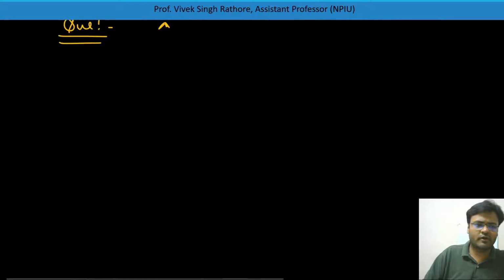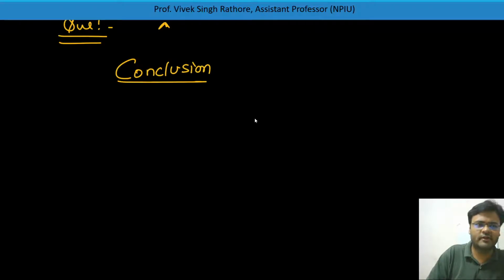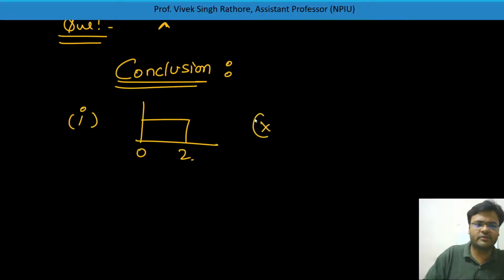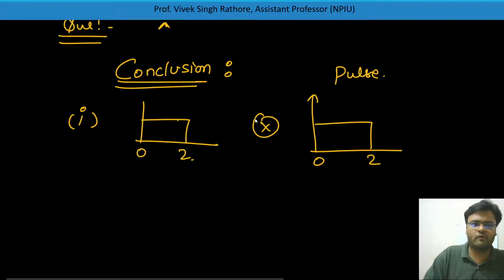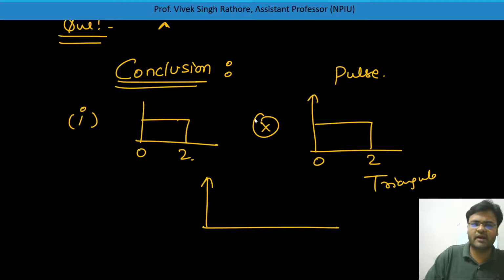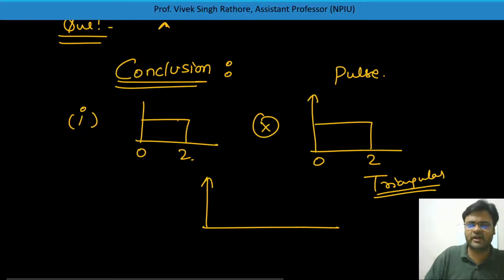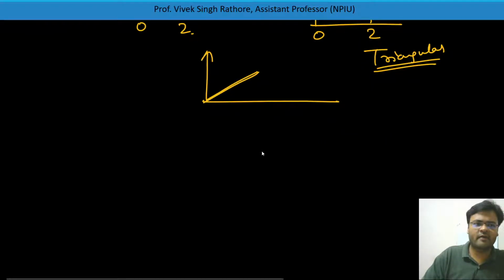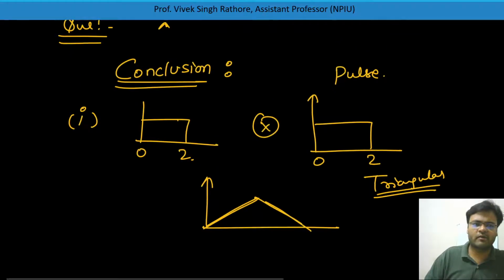Second thing, we are taking conclusions actually, because after solving many questions we have got some conclusions which are very useful for objective type questions. The first conclusion is: when two pulse signals are convolved with the same duration, the output will definitely be a triangular pulse. This question has been asked many times in the exam. When two pulses of the same duration are convolved, what is the output? It will be triangular only, but what will be the duration?